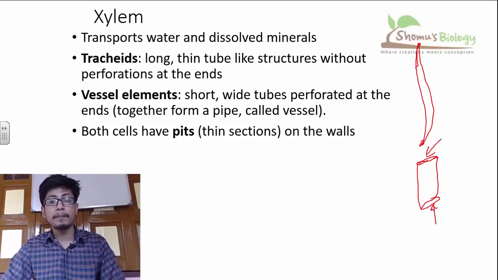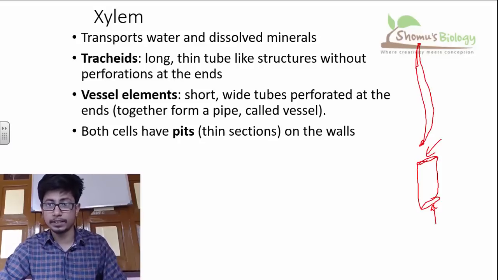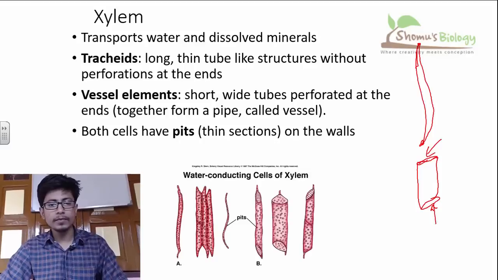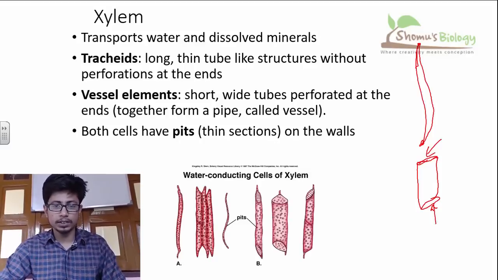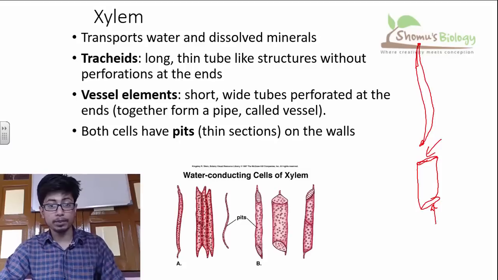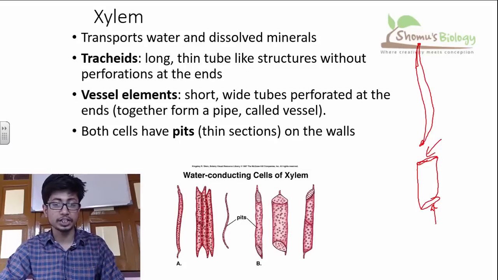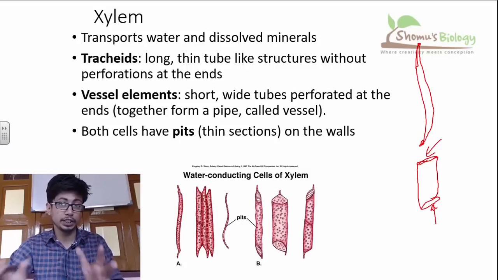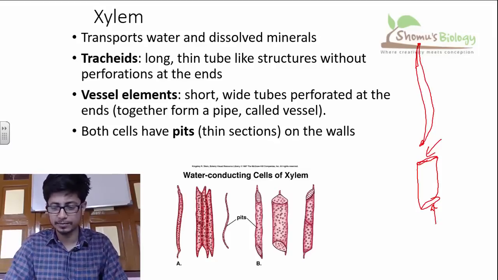Now both the cells have pits on the walls. Pit means thin sections that are present in their walls. So these are the examples. I draw some of them. As you see, this is the example called tracheids, and these are the vessel elements, and both of them contain pits, smaller thin sections in the wall that are always present to interact between the nearby cells.